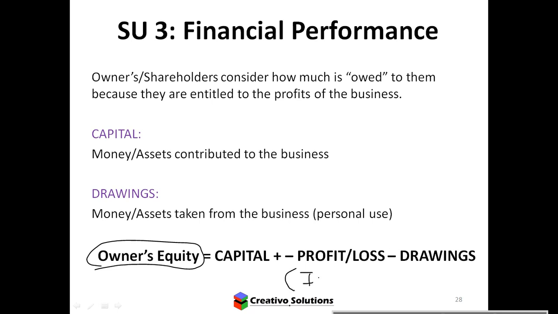How do I calculate profit? Income minus expenses. That's it. Right, and that gives you the owner's equity. Drawings we spoke about earlier as well. Manual assets taken from the business for personal use. Remember, the words personal use must be there. So you took something for your child to use at home, or you took something for your personal benefit, where you actually use the item.